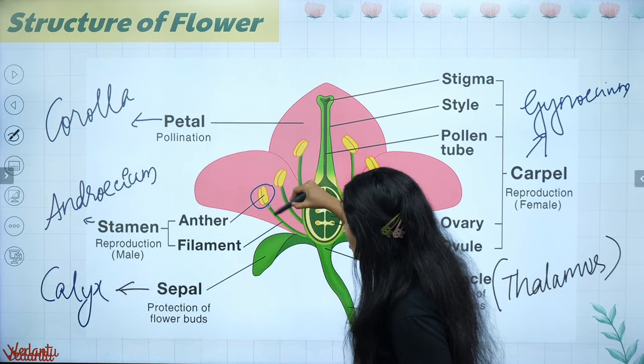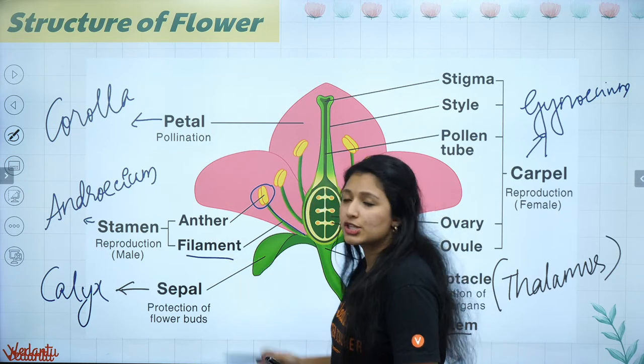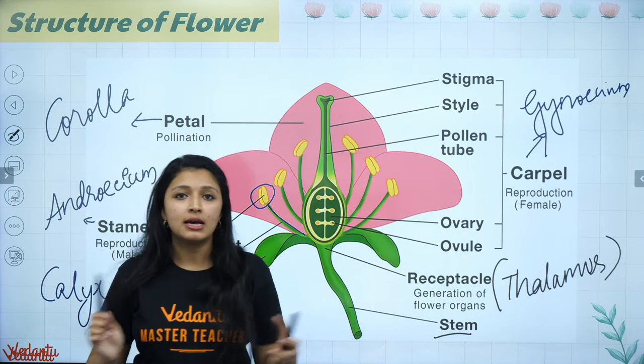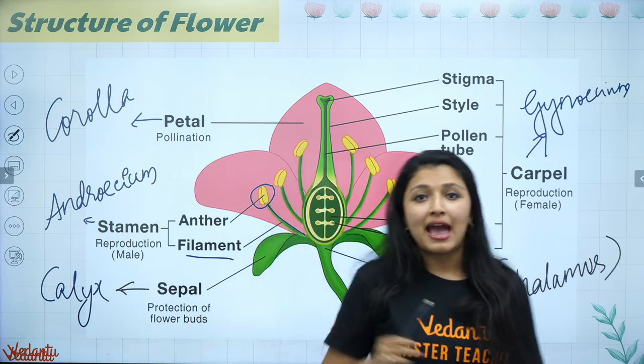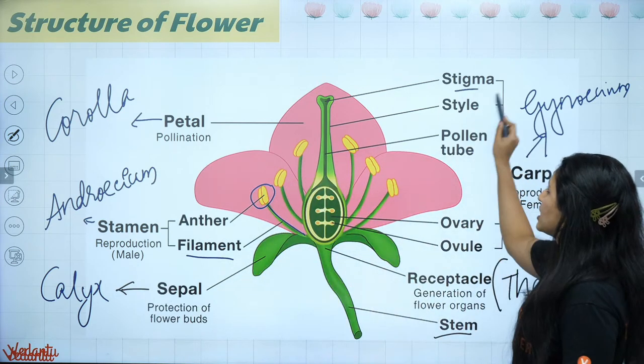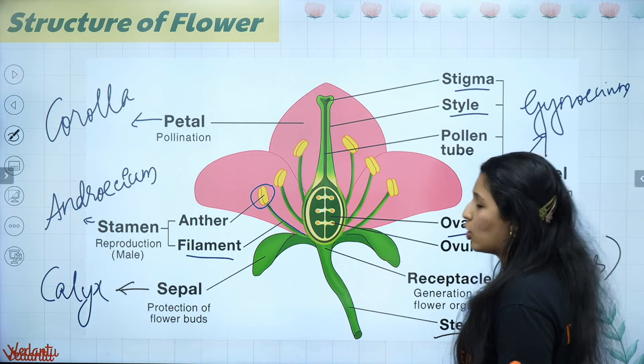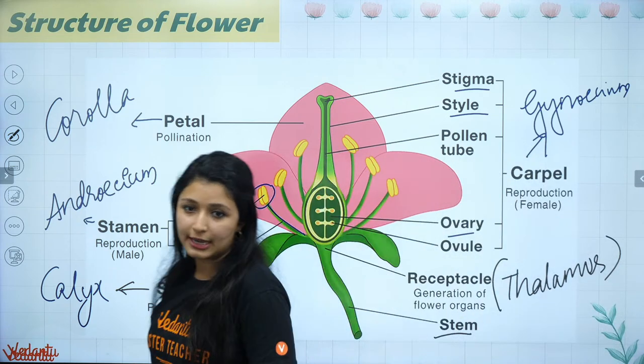And then you have the stalk of it called the filament. So, anther plus filament will become the androecium or the stamen. And when it comes to the female part, we have stigma, style, ovary.